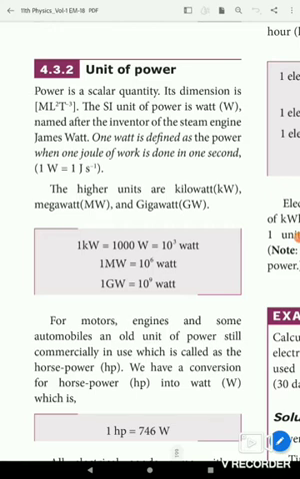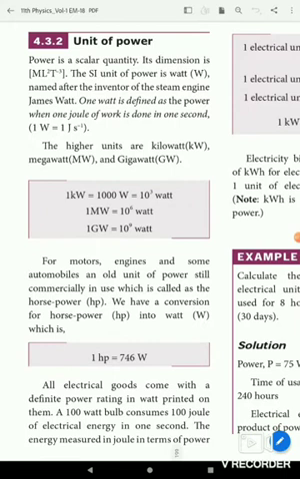Higher units: kilowatt, megawatt, and gigawatt. So 1 kilowatt equal to 1000 watt, that is equal to 10 power 3 watt. 1 megawatt equal to 10 power 6 watt. 1 gigawatt equal to 10 power 9 watt.